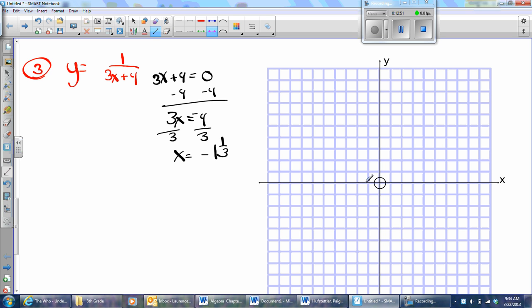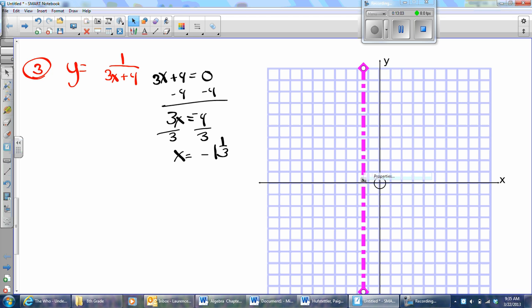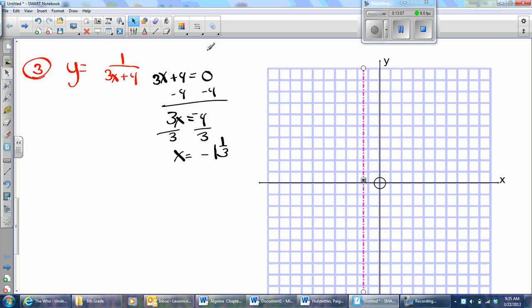So there's -1 1/3, it's going to be something like that, and that's really thick and bulky. I'm going to make it a little bit thinner. There we go. I like that a lot better. Okay, so put that at approximately -1 1/3, maybe about there. And then I'm going to go ahead and generate a t-table.